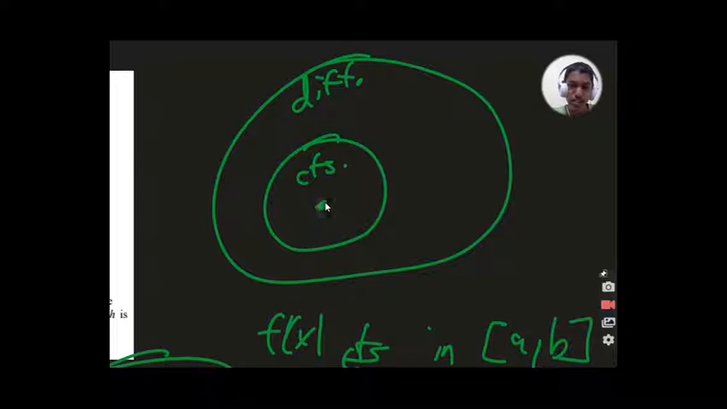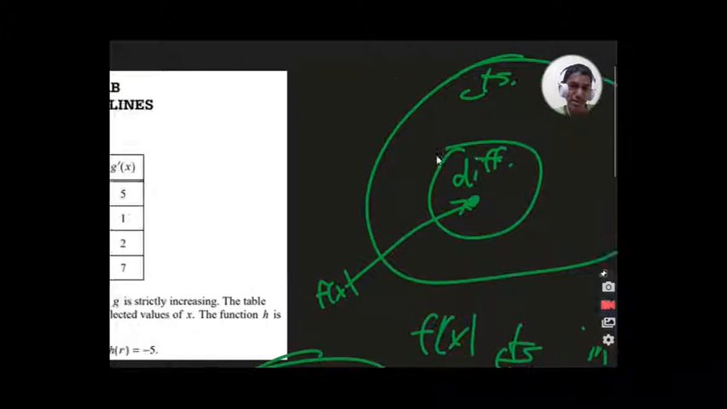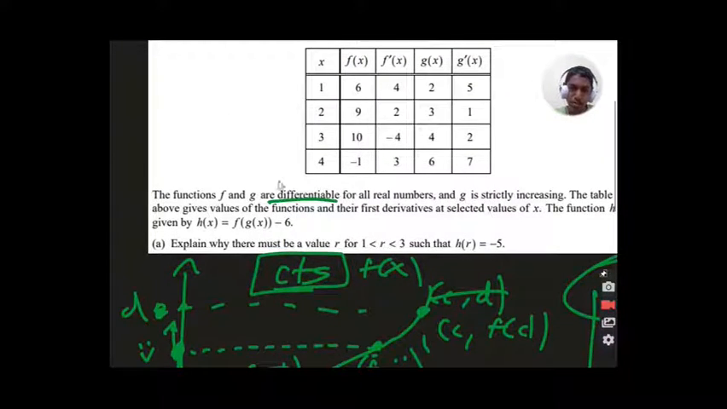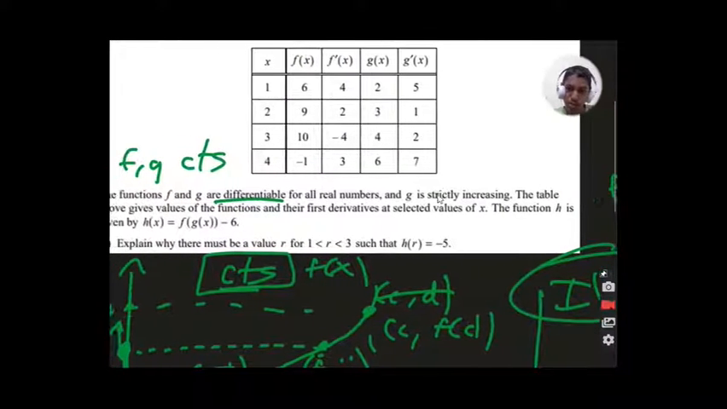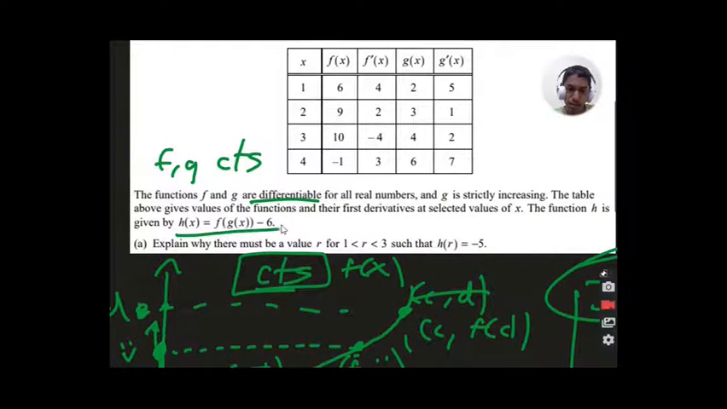Sorry, wait, I flipped this. Okay, continuous functions here, and then differentiable functions here. So, right, if you pick some sort of differentiable function, f of x, it must be continuous as well. But there might be a function that is continuous but not differentiable. So, yeah. Okay, so we know that f and g are also continuous for all real numbers, g strictly increasing, okay, table above, okay, whatever.